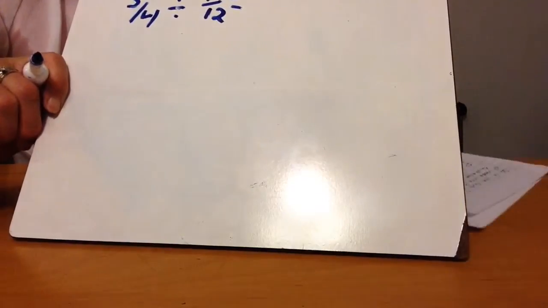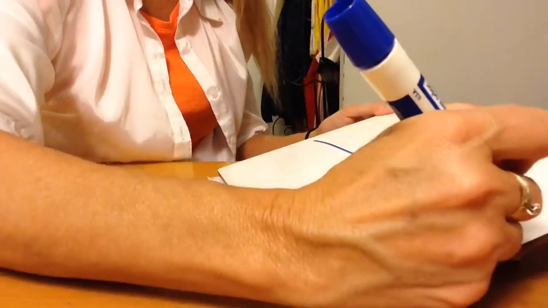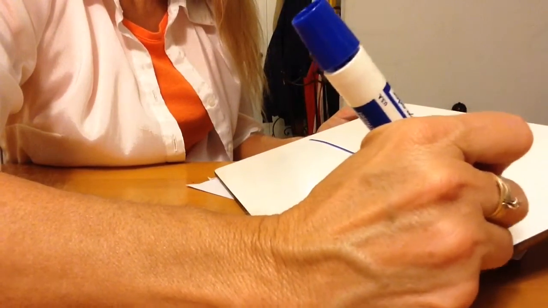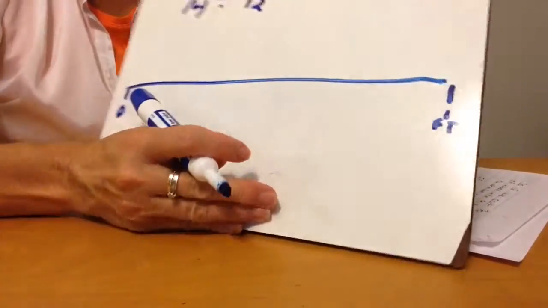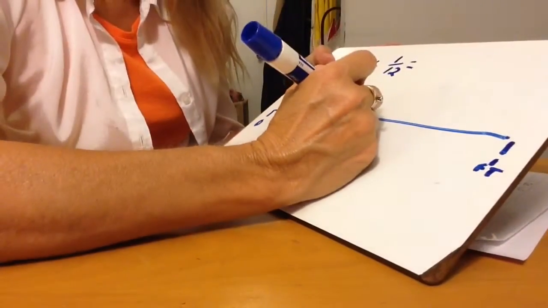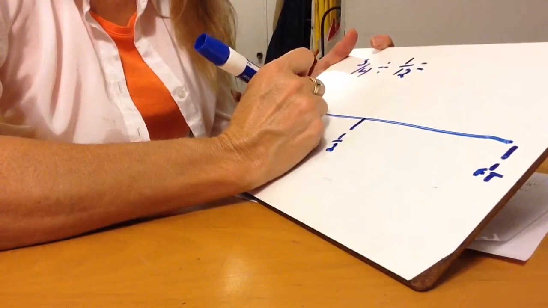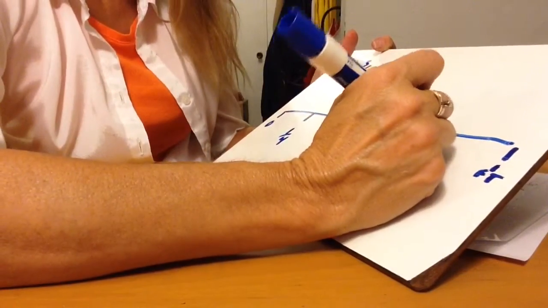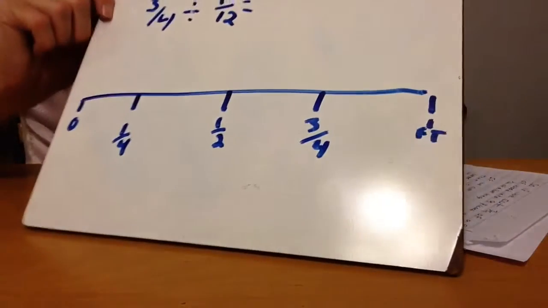So we'll draw a line. And we'll say the line is 1 foot. And we'll start over here, 1 foot long. And then we'll go and make 1/2 a foot. And we have 1/4 of a foot. And then we have 3/4 of a foot. Okay?